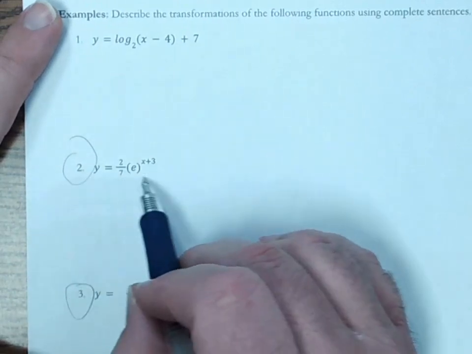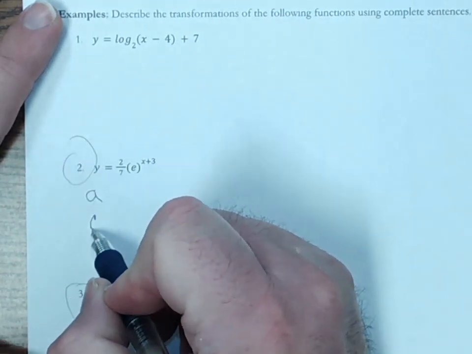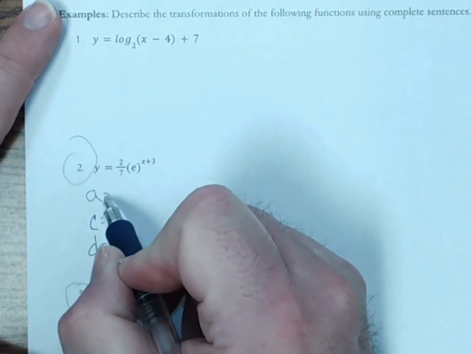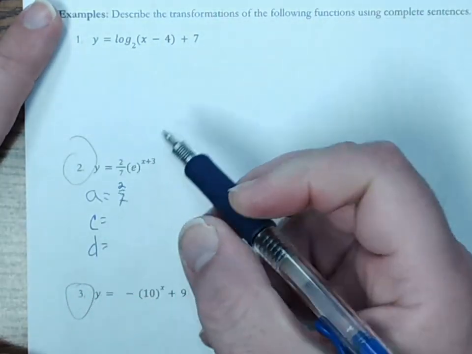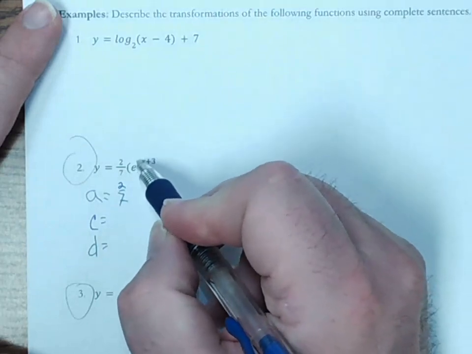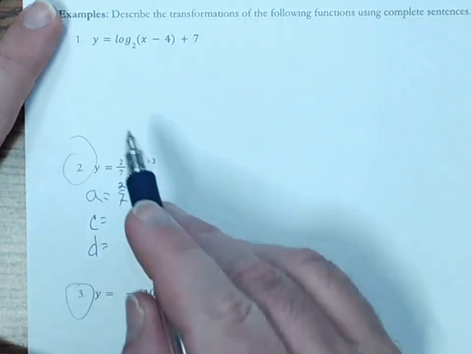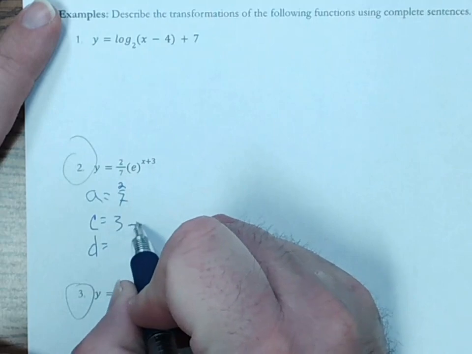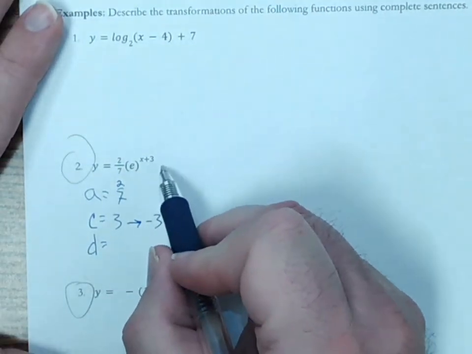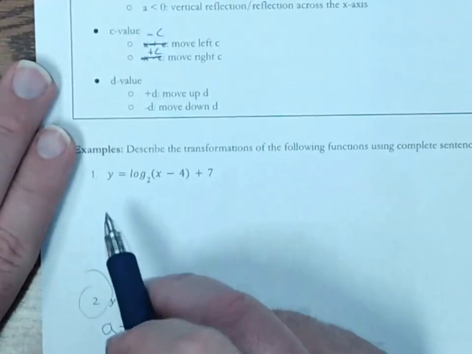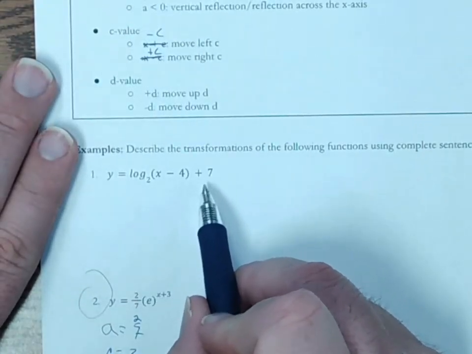So let's take a look here. We're going to identify A, C, and D. So my A will be in front. That's 2/7. My C will be in the exponent. My C looks like it's 3, but remember we always change the sign, so we're going to go with -3. And then my D would be added on to the end here, like see on number 1, I have a +7. That would be my D value.